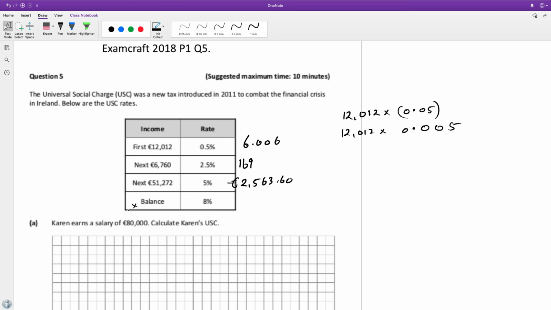12,012 plus 6,760 plus 51,272 minus 80,000. We're left with, I'm getting 9,956, I know. I better go back to the drawing board. 80,000 minus 51,272 minus 6,760 minus 12,012 is 9,956.